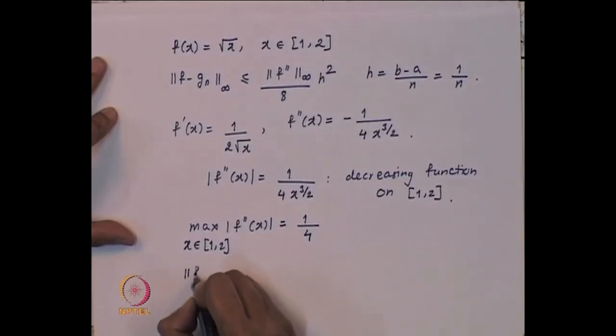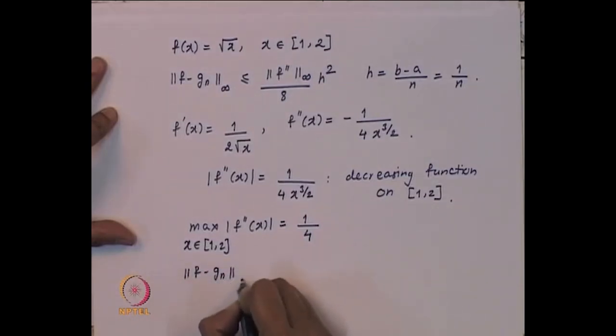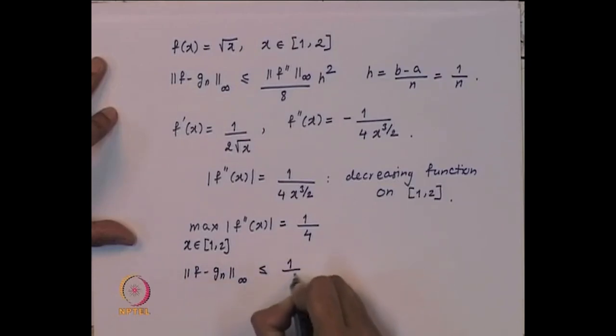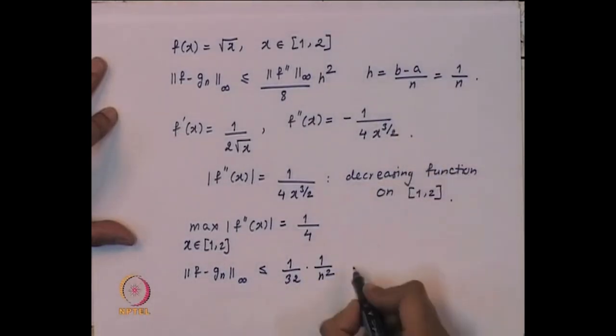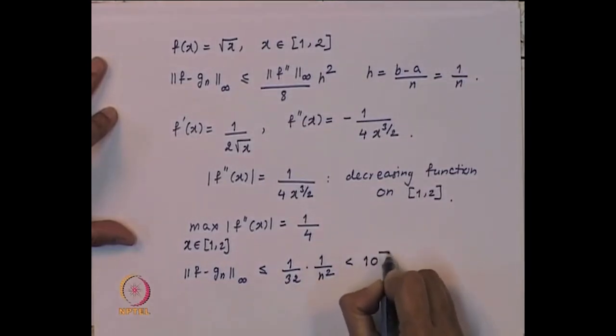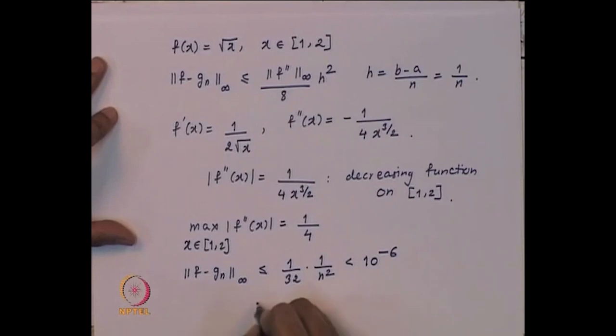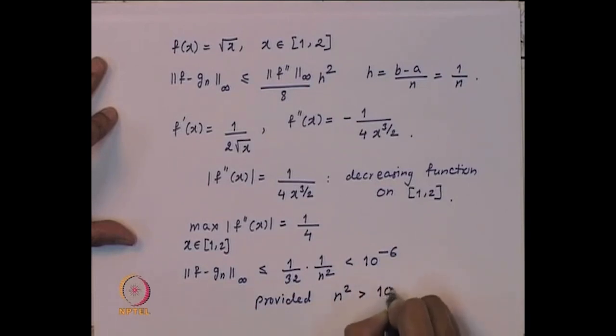So, we have norm of f minus g_n infinity norm to be less than or equal to 1 upon 32 and then 1 upon n square, because h is equal to 1 by n. Now, this will be less than say 10 raised to minus 6, provided n square is bigger than 10 raised to 6 divided by 32. So, if you choose n is equal to 200, then that will work.